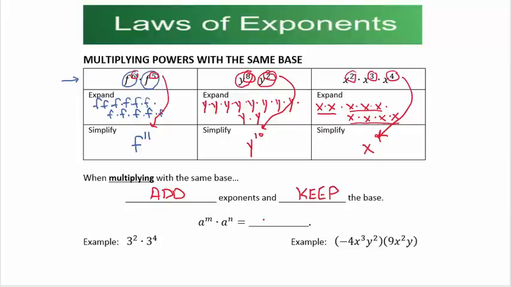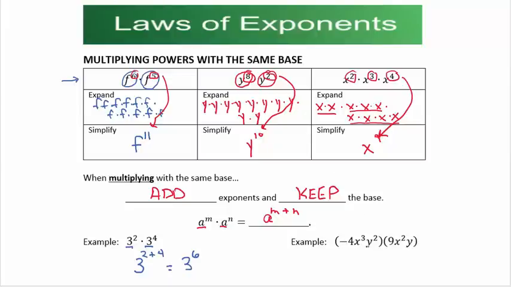So the rule would look like this: a to the m times a to the n. Since they both have that same base of a, it's going to be a to the m plus n. Alright, so let's look at 2 examples. 3 to the 2nd times 3 to the 4th. They both have 3 as the base, so 3 is going to be my base, and I add those exponents. Since I'm multiplying, I add 2 plus 4 is 6, so I get 3 to the 6th. Now I could work that out, 3 times 3 times 3 times 3 times 3 times 3, but that'd be a really big number. Okay, let's look at this second example over here.